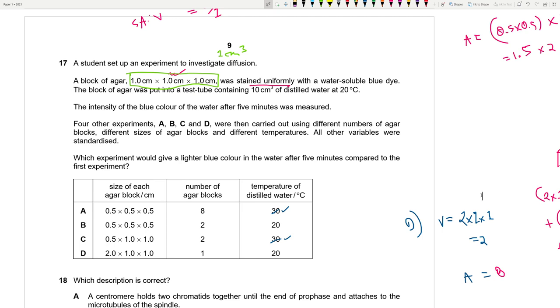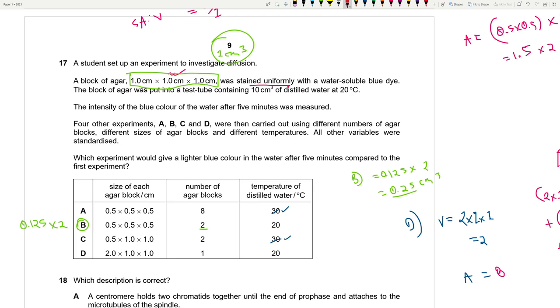For 17, B will be the answer. B is the answer because, hear me out. Look at this. 0.5 cubed is 0.125, right? And there are two blocks, so multiplied by 2, that gives you a value of 0.25. For B, it's actually 0.125 into 2, which is 0.25. So this is much less than the initial volume of 1 cm cube. And the temperature is also the same, so it will diffuse out at the least speed.